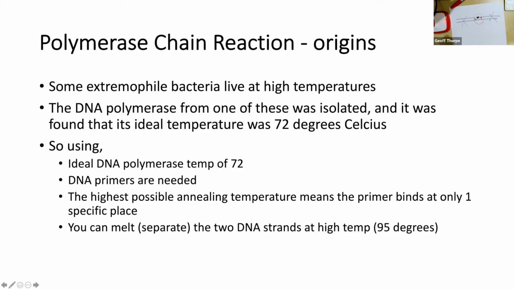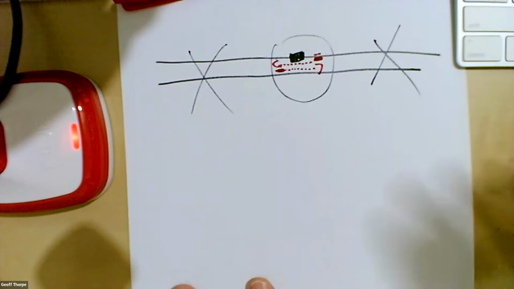Now we need our DNA primers. We've spoken about that. If we want to amplify a specific little section of DNA, we can just design primers to be on either side of the bit of DNA we want to amplify. Now the next thing we need to think about is the highest possible annealing temperature. I know that doesn't mean much to you now, but I'll draw some pictures to demonstrate.